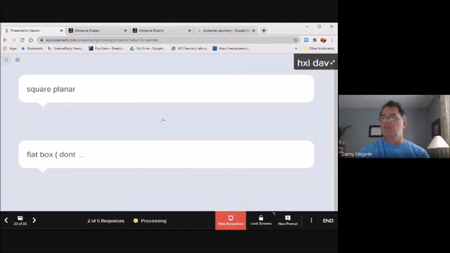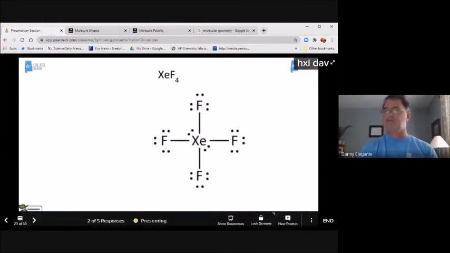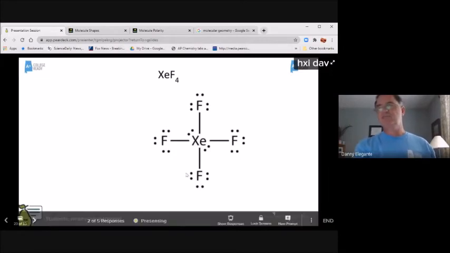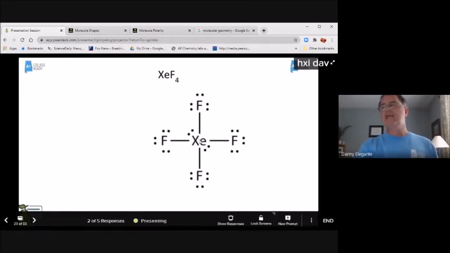I got a square planar and a flat box. Flat box and square planar, same answer. That was a good description. So let's see if that's actually true. Some of y'all are thinking, I think I could turn it into a double trigonal pyramidal. You could make up some stuff. But let's see what it actually is.